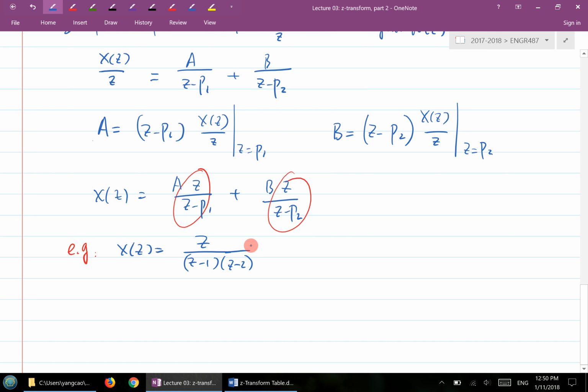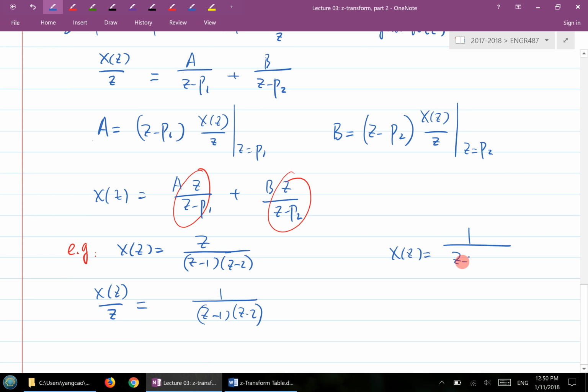Let's say we have X of z equal to z divided by (z minus 1)(z minus 2). As you can see, in this case, the numerator actually has a z factor in it. If I divide both sides by z, then the numerator will become 1. Okay, so let's simplify a little bit here. Maybe I'll show you another, different example here.